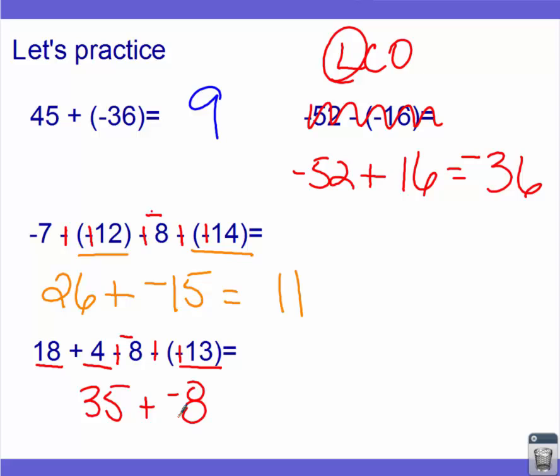So 35, take away 5, gives me 30. Take away 3 more, gives me 27. Okay, and the 35 has more, so it's going to be a positive 27.